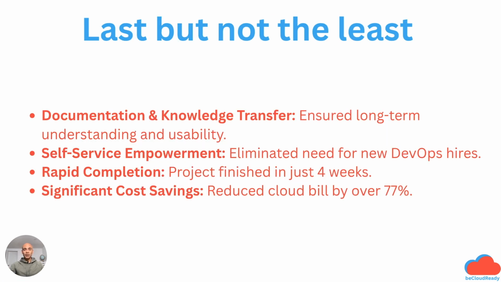Last but not least, documentation and knowledge transfer. I ensured that it is well documented and given to developers so that they can do it by themselves. Self-service empowerment means creating a CI/CD pipeline using GitHub Actions that is fully configurable and parameterized, so developers don't have to struggle or hire a full-time DevOps for that role. Remember, if you're a startup or small business, you may not have the luxury or even the budget to hire additional resources. Rapid completion: we finished the project in 4 weeks.